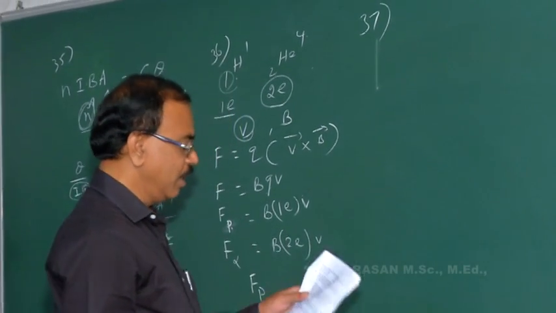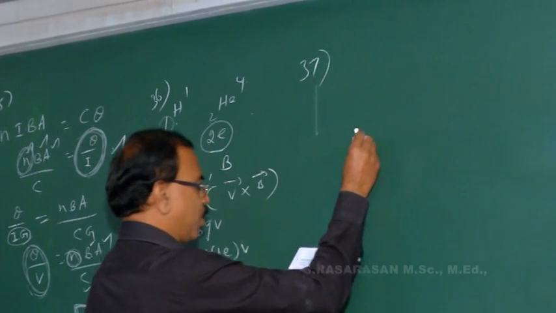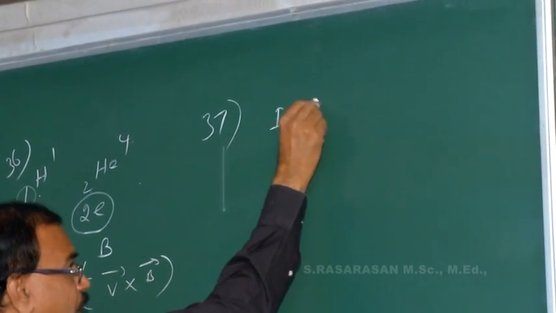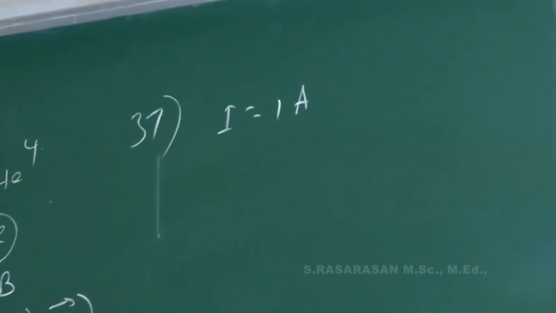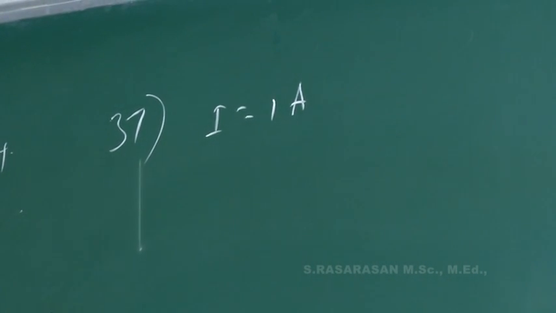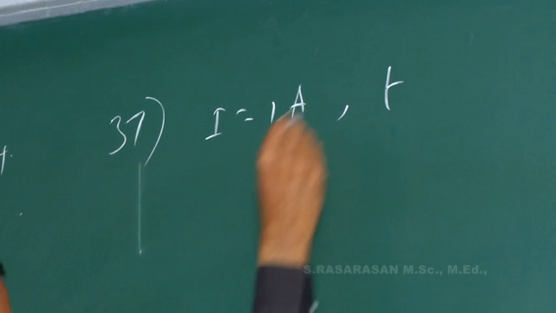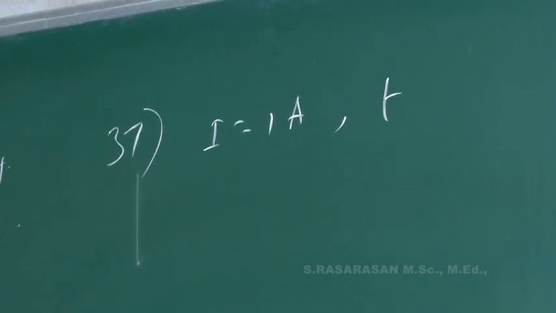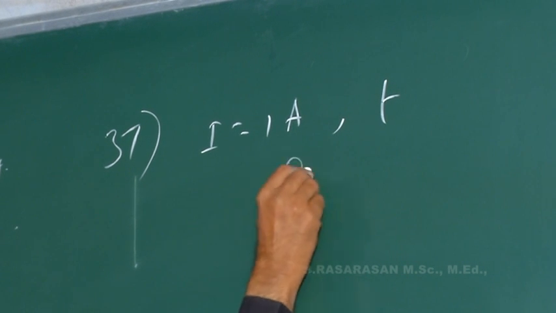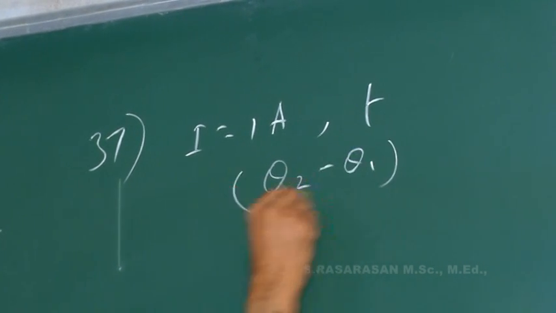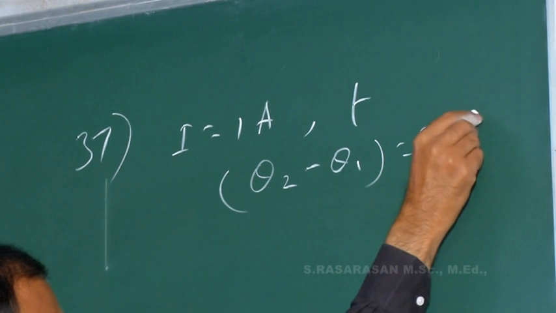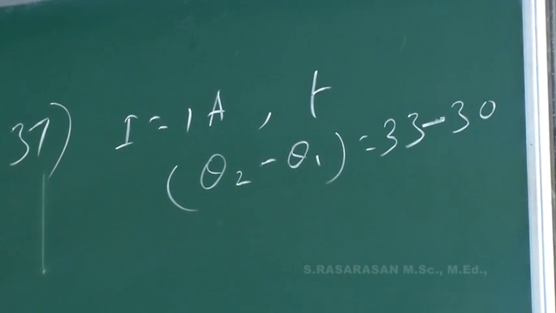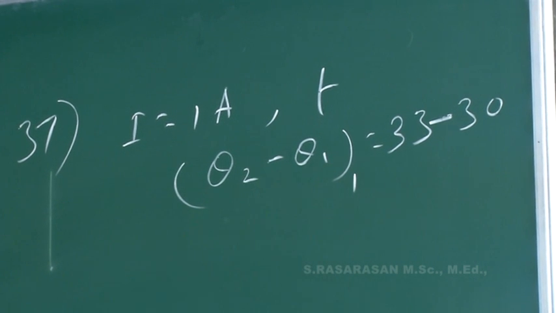Yes, listen. In a Joule's calorimeter experiment, when a current of 1 ampere, I is 1 ampere, is passed through a coil for a known time, t is known time, the temperature of water increases, that means theta 2 minus theta 1 is equal to 33 degrees Celsius minus 30 degrees Celsius. That is the first case.